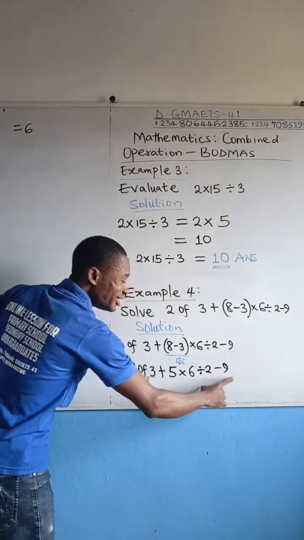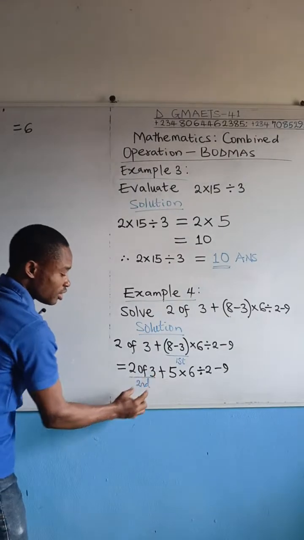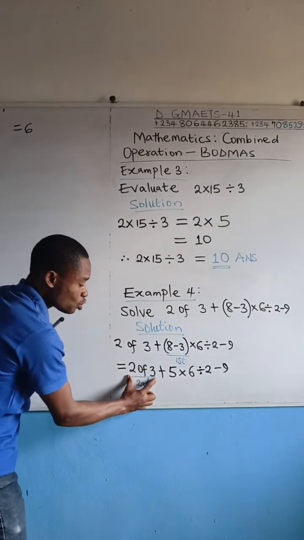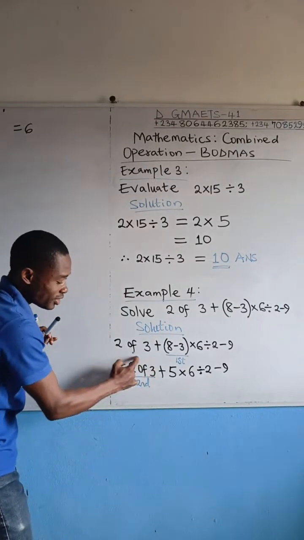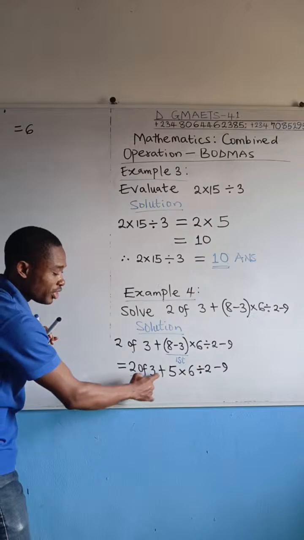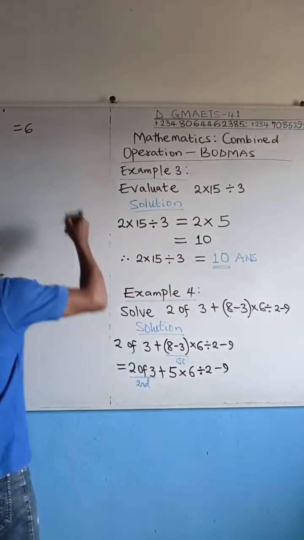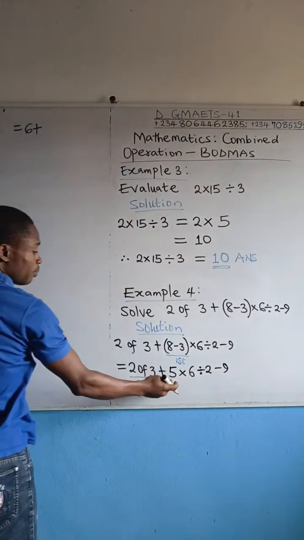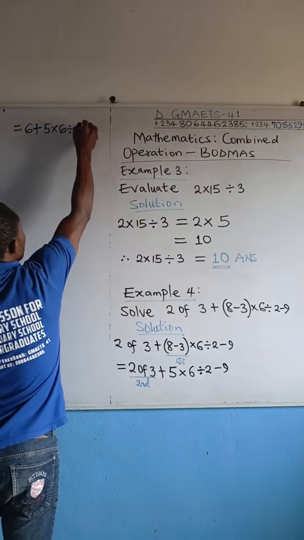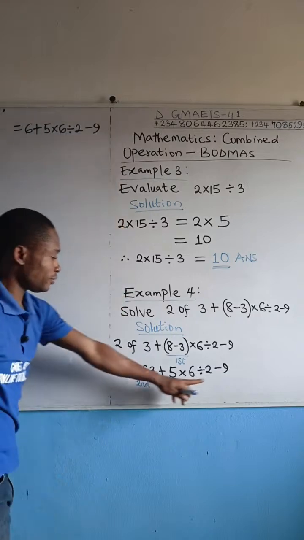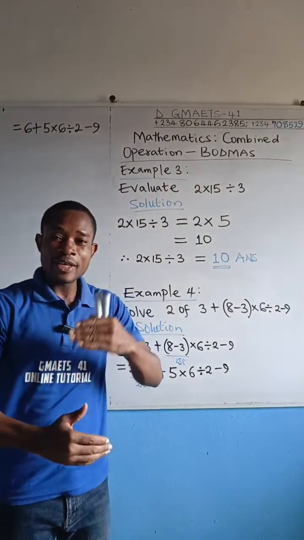Copy every other thing down. Bring it down exactly like that. If this 2 of 3 gives us 6, these two numbers with this "of" used on them become 6. So all of them will be removed and you fix 6. It will now be 6 plus everything you have here. So let me copy down everything we have: plus 5 times 6 divided by 2 minus 9. That's what we have. Don't worry, you see, learning is step by step.